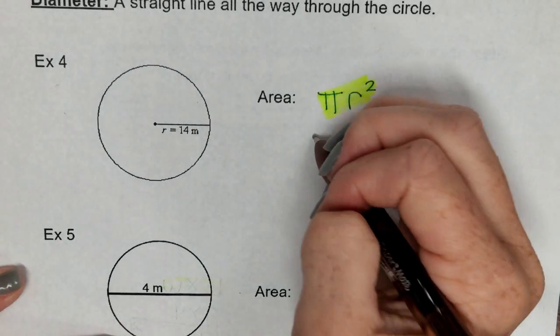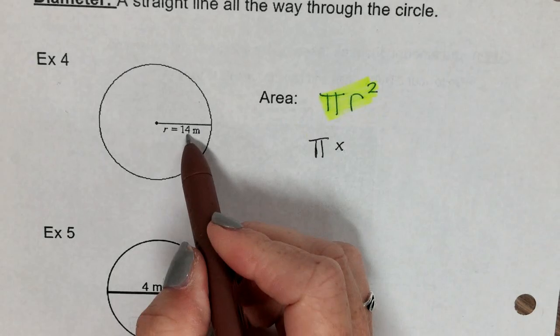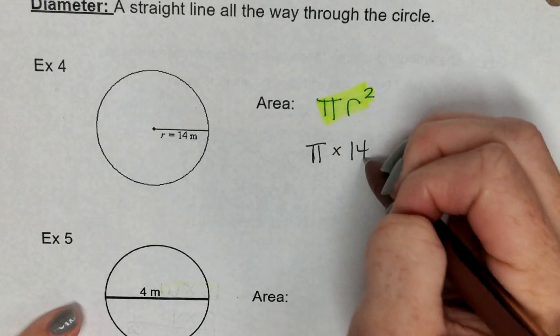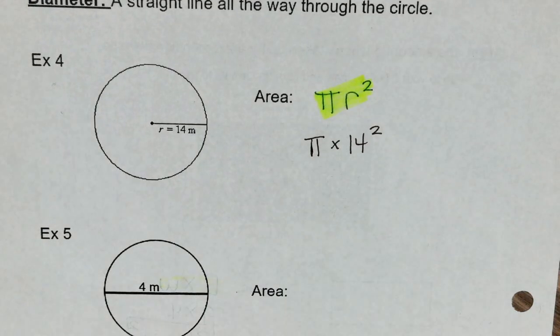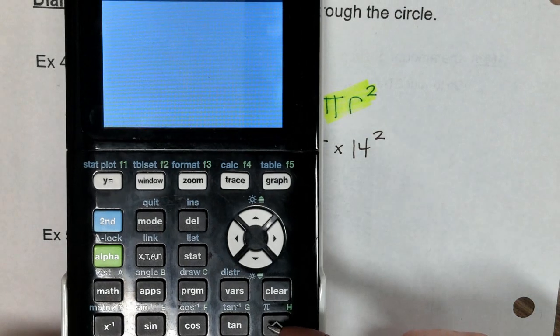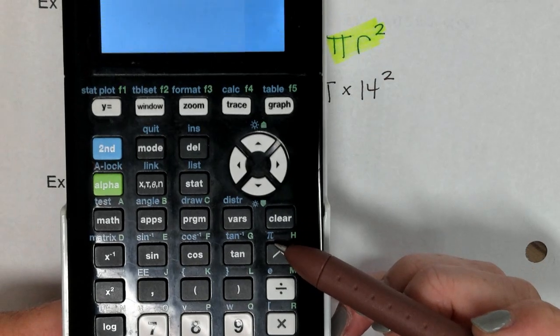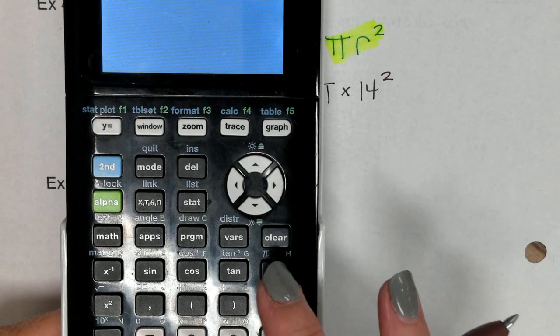So all you're going to do is plug it in, and you're going to say, I need to do pi times the radius. What's the radius? 14 squared. And I put it in my calculator. Is there a pi button in your calculator? Yes. So let's talk about where it is. Everybody's eyes with me. Look right here above the caret in blue. Do you all see the pi button? So you're going to hit second pi.